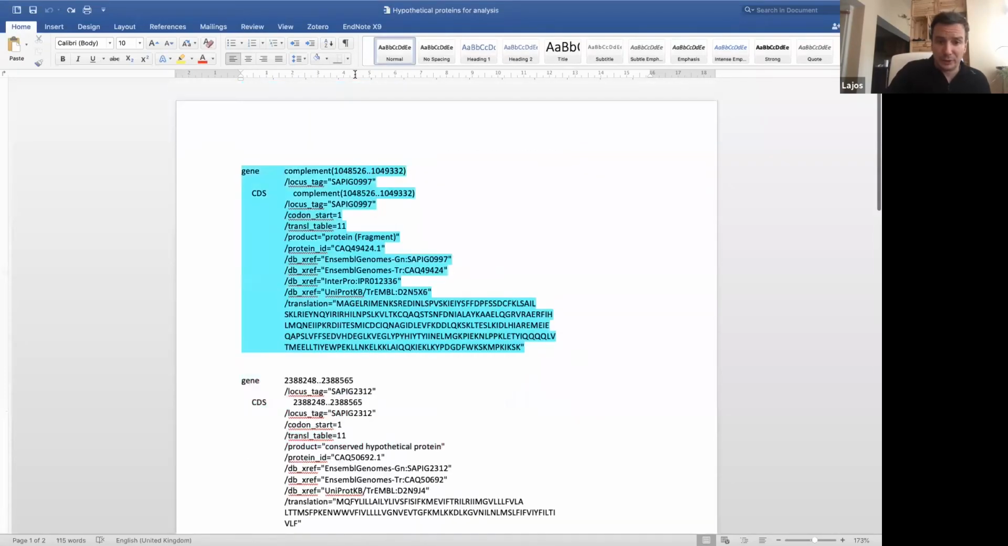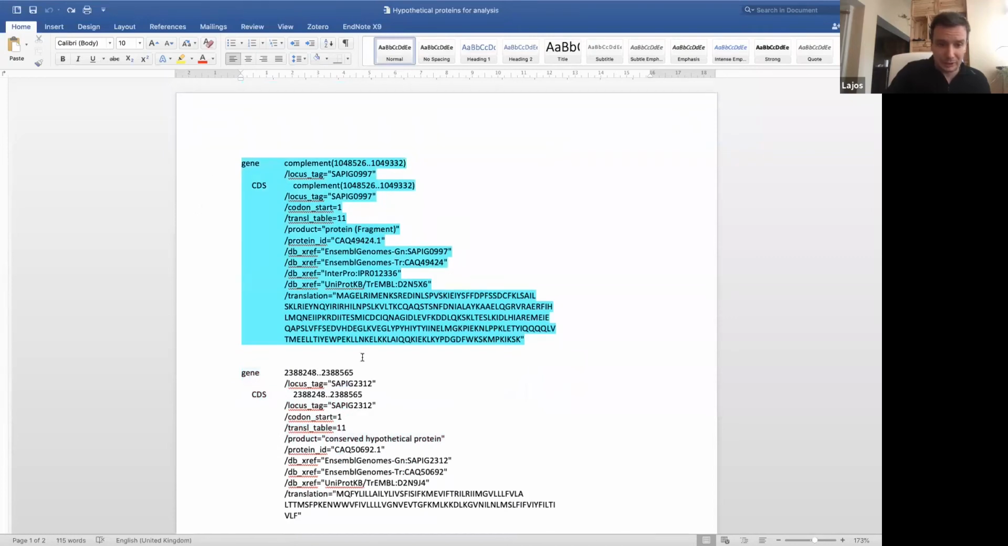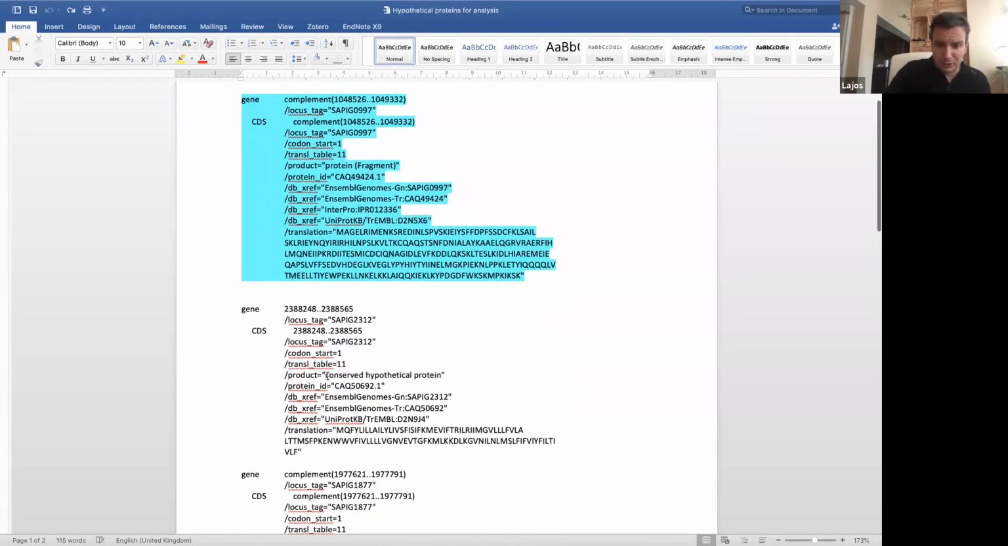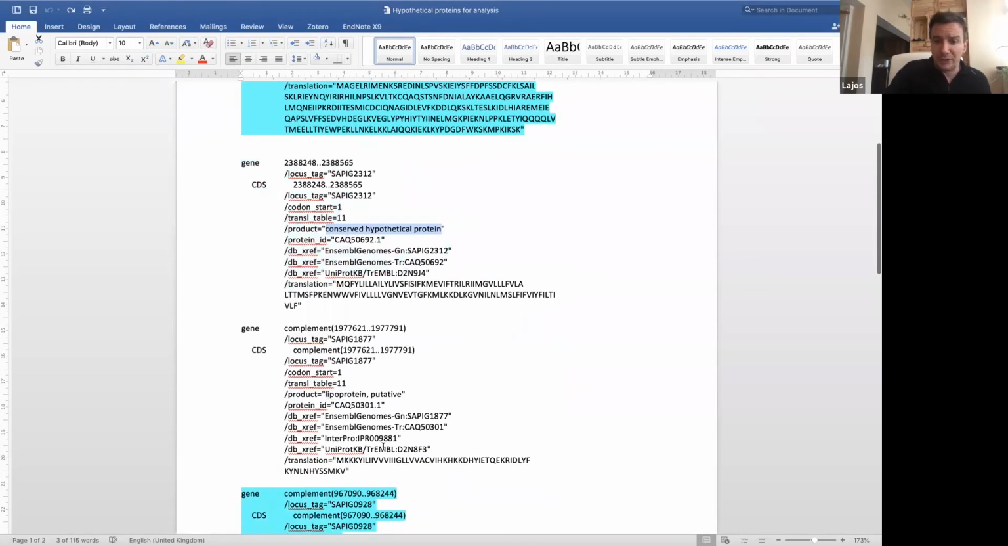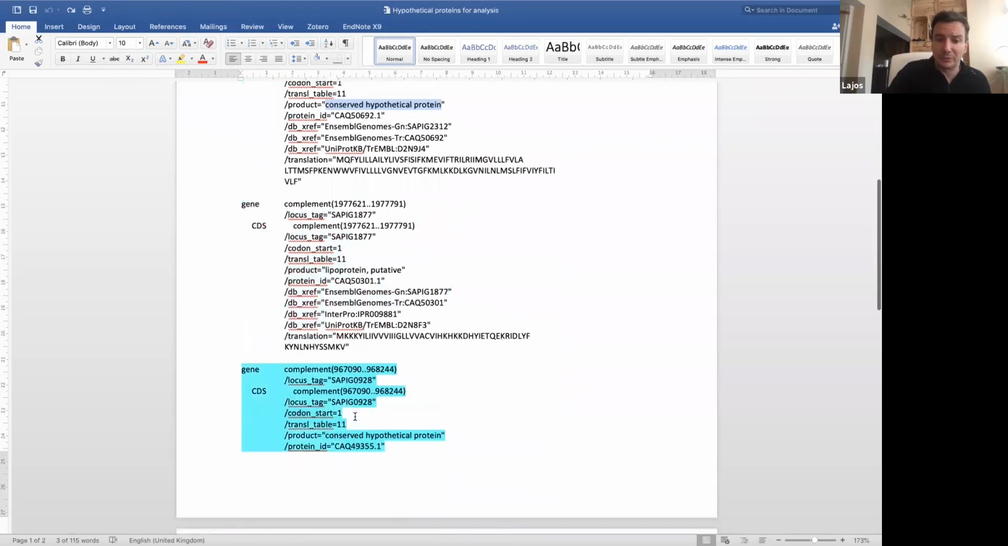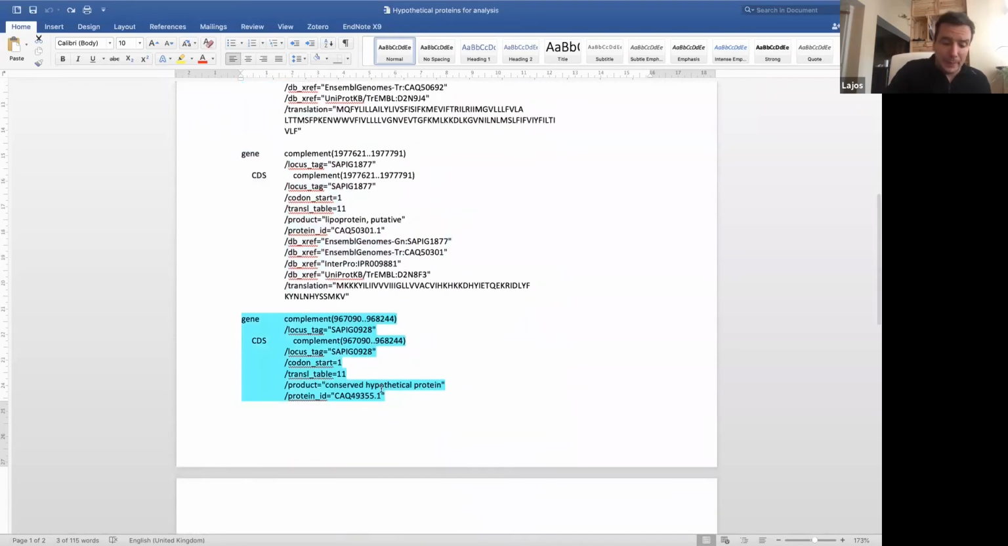It looks like this: conserved hypothetical protein, or a protein fragment, or hypothetical protein putative, but nothing else. So not really much about the function, or no gene names. In this case, I don't want to say too much about this project because it's not published yet. And of course, this will go out on YouTube as well.